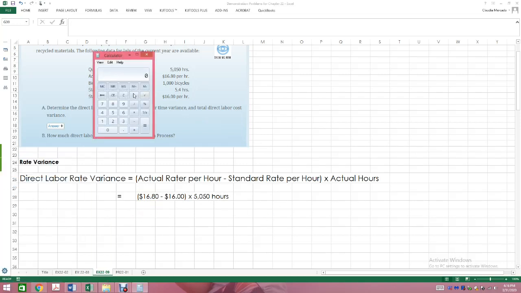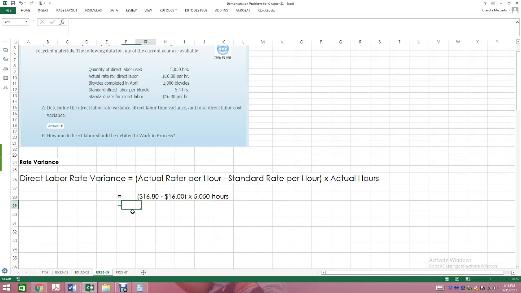So, the first thing I do is 16.80 minus 16. That's 0.8. And I'm going to multiply that by 5,050 hours, and that gives me 4,040. So my answer here is 4,040. Now, we need to figure out, is this a favorable or unfavorable variance?